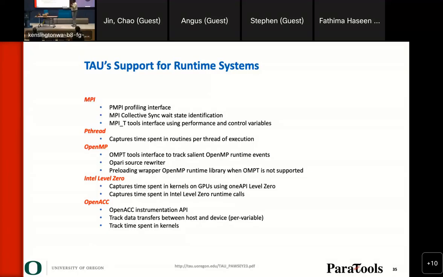We capture the time spent in routines in the pthread interface, in the OpenMP interface using the OpenMP tools interface, and in the Level Zero interface from Intel. So you can see exactly how much time was spent in Intel GPUs in the kernels executing there. And these may be launched by the OpenMP target offload directives. Is anybody looking at the OpenMP target offload directives here? There is interest, right? So with the OpenMP tools interface, we can capture that information.